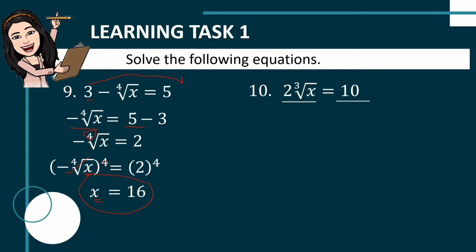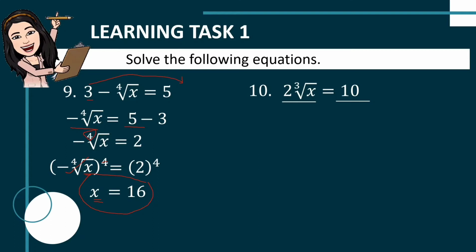We have 2 cube root of x is equal to 10. In our given, we only have two terms: isang 2 cube root of x at isang 10. So here, ang numerical coefficient ng ating radical expression na 2 ay divisible din dun sa constant natin na nasa right side.